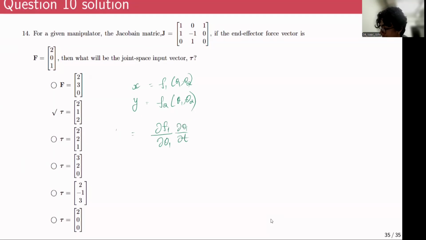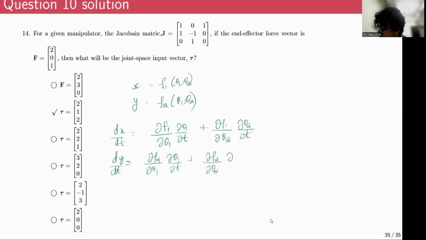This is nothing but dx by dt, right? We are simply applying the chain rule. Plus dou f1 by dou theta2 multiplied by dou theta2 by dou t. And similarly for y, dy by dt would be dou f2 by dou theta1 multiplied by dou theta1 by dou t plus dou f2 by dou theta2 multiplied by dou theta2 by dou t. And this will be your x dot, y dot vector.